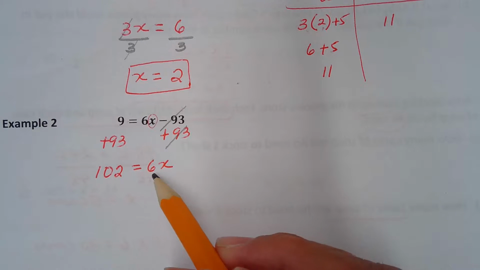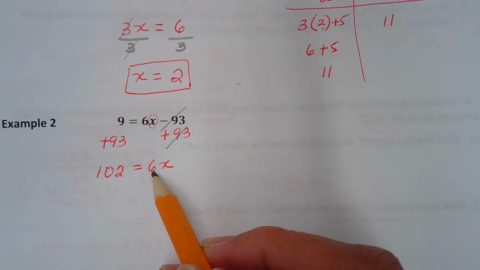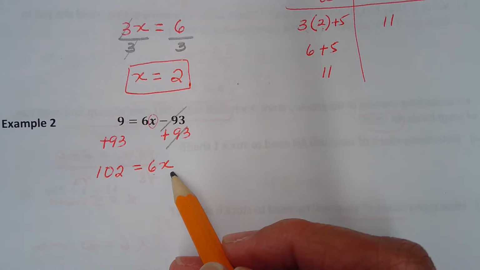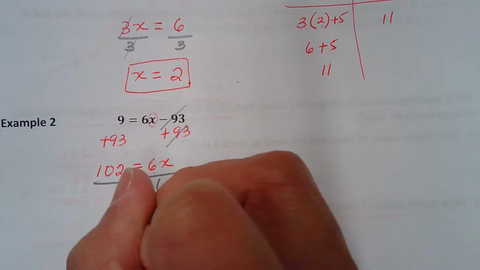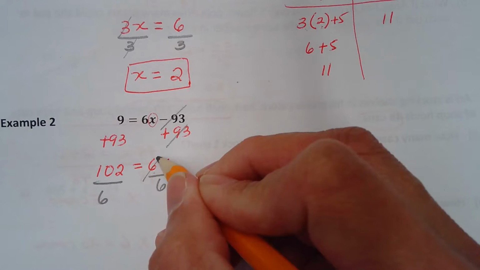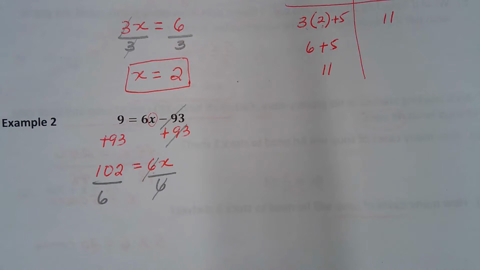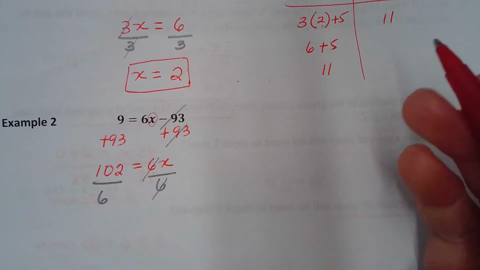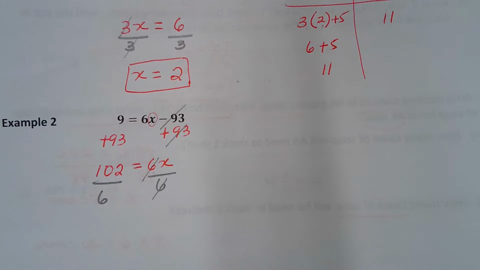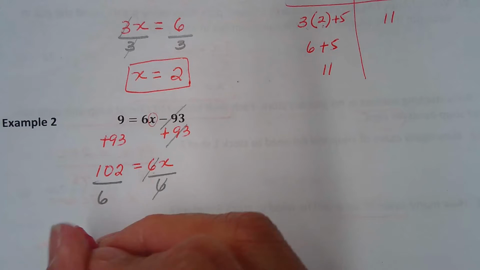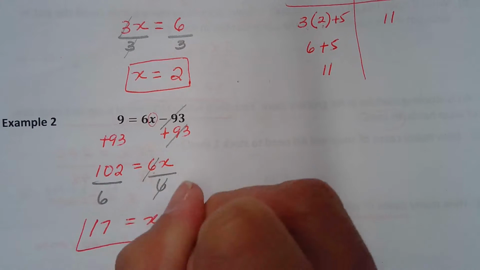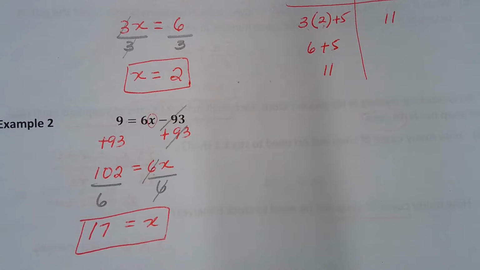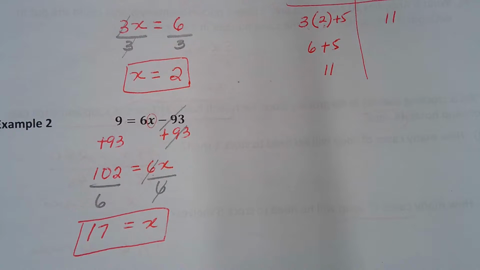Okay, it's 6 times x. What are we going to do? Divide by 6. The 6 cancels. So 102 divided by 6. I don't know what that is. 17. Thank you. Equals x. So 17 equals x, or x equals 17. They're the same thing. Good?